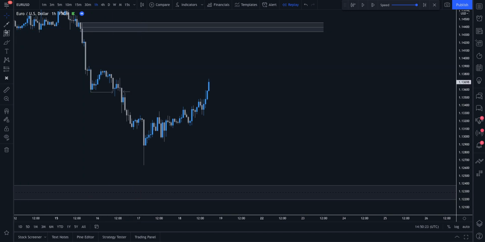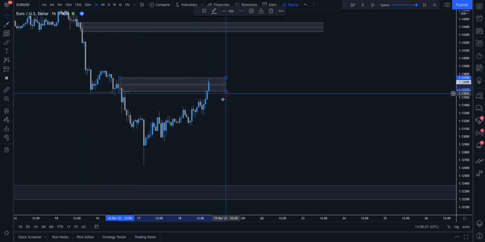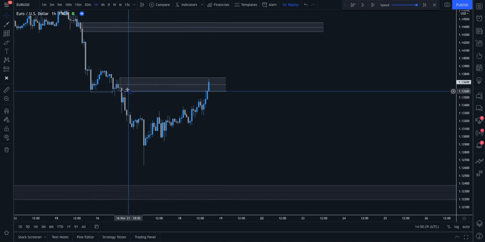What we could do then is mark off this supply area, see how price is trading around it now, and this would be our high probability short area because all the pricing before that is efficient below that obviously large imbalance that we have up here.